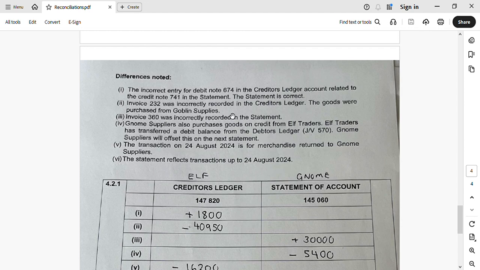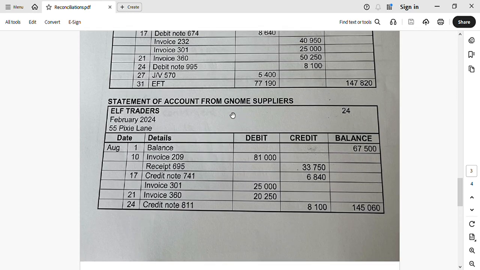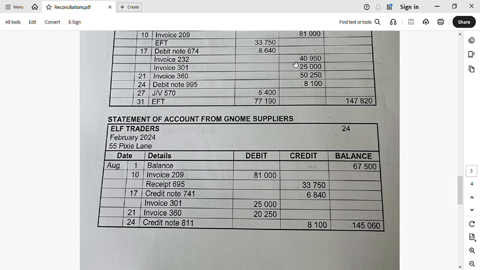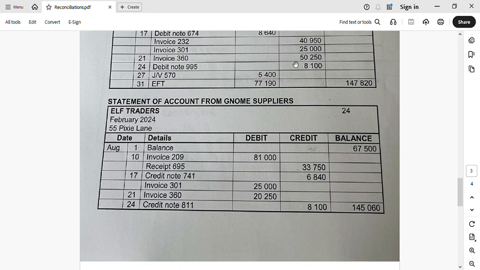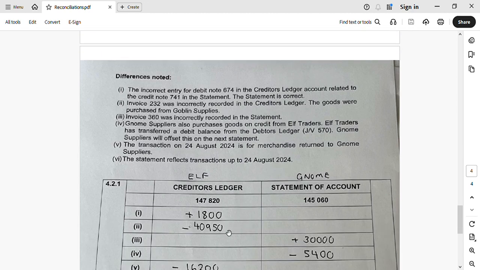Invoice 232 was incorrectly recorded in the creditors ledger. The goods were purchased from Goblin Supplies. So you look for that invoice here, this one here, 40,950. We made the error, so it goes under Elf. And you need to decrease what you owe, because you're going to have to actually add to Goblin Supplies, because that's who you purchased from.